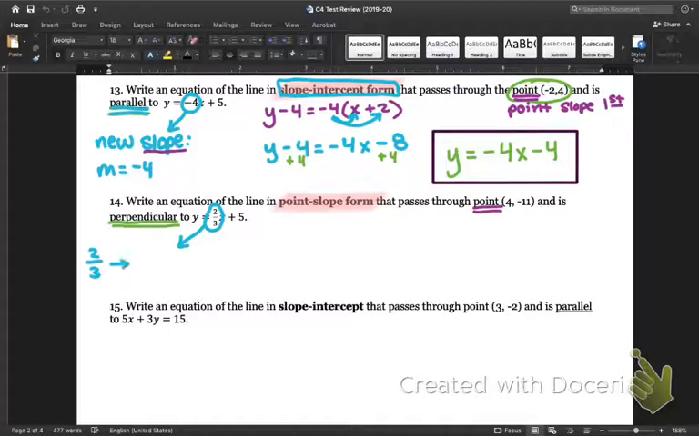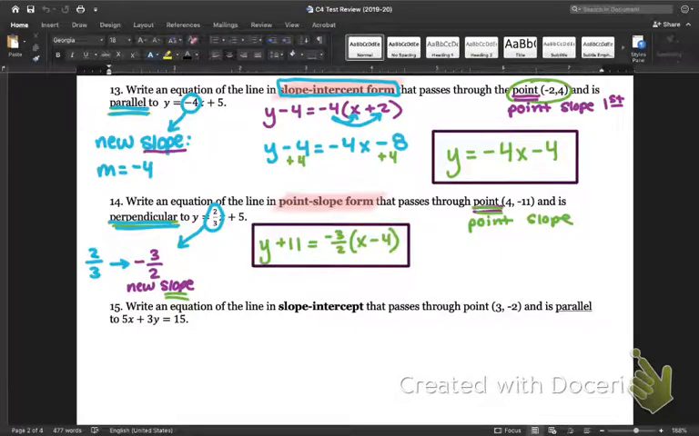So 2/3 first needs to change from positive to negative, and the fraction needs to flip. So our new slope is -3/2. That is the perpendicular slope. So now that we have that slope and the point given, we can put it into point slope form. And it just so happens that that was the form that was asked for in the original, in the bold that I highlighted in pink, so we can stop there. We don't have to do any more work.